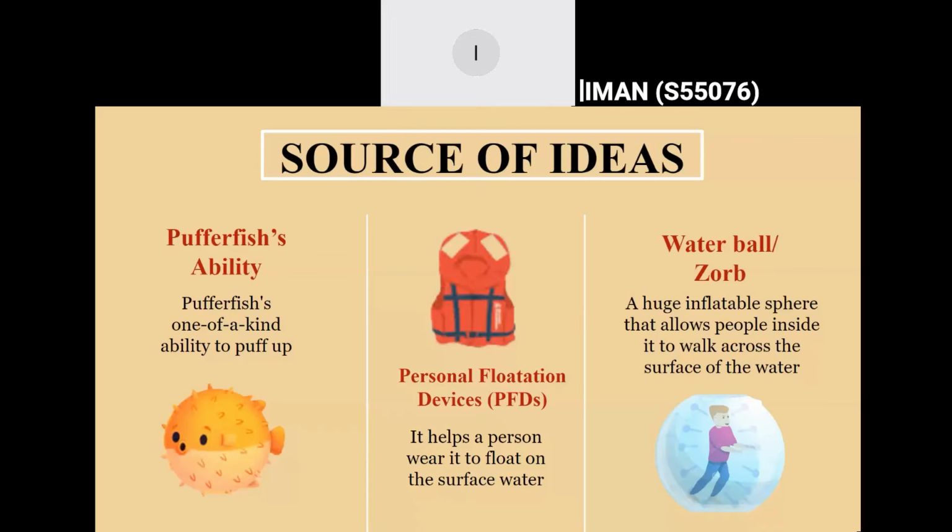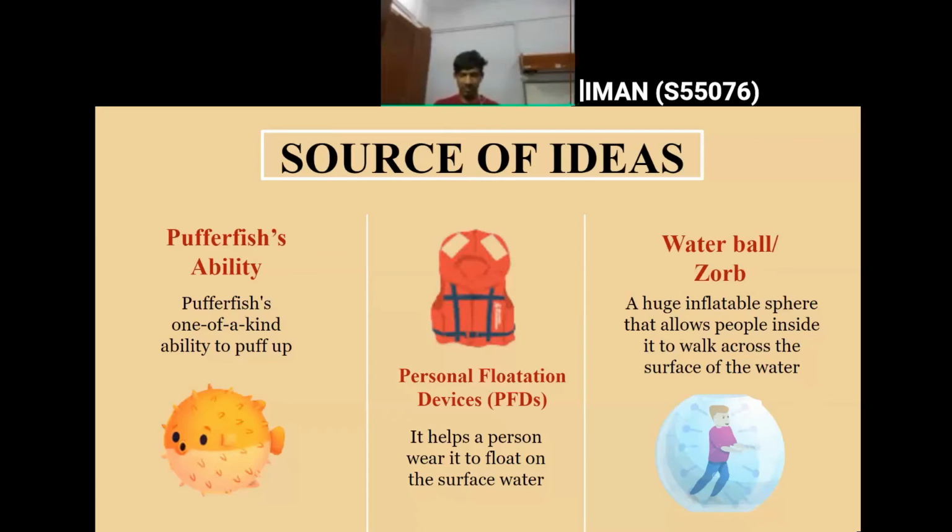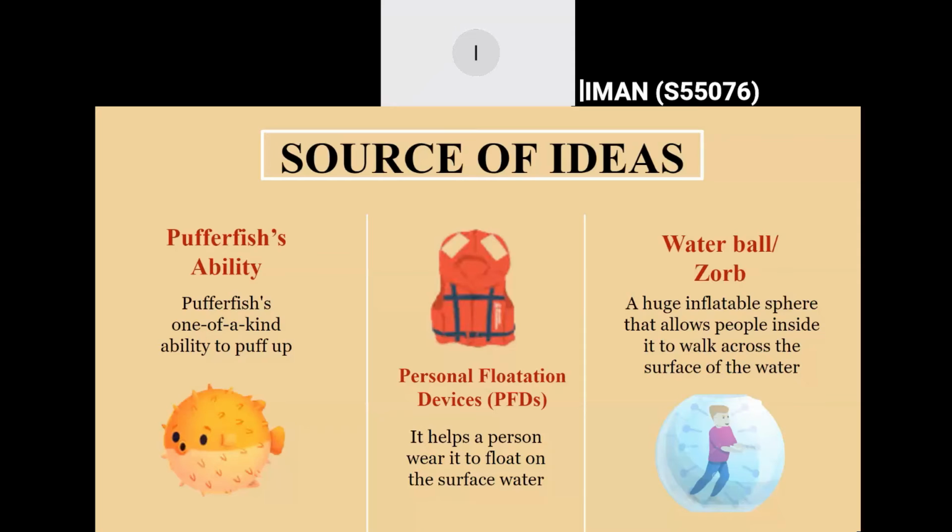So this revolutionary device inspired by the pufferfish can be used as an inflatable life jacket that helps a person wearing it to float on the surface of the water, and also can be used to avoid severe accidents by acting as a shock absorber for the wearer, similar to the water ball or Zorb, the huge inflatable sphere that allows people inside it to walk across the surface of the water.